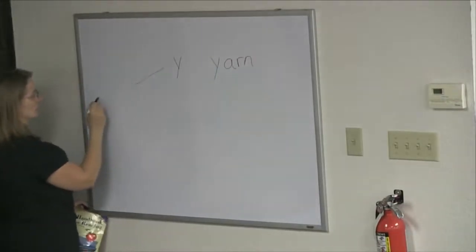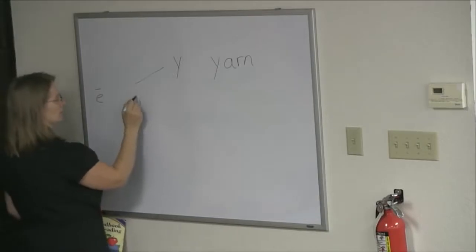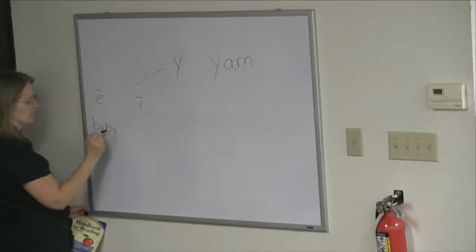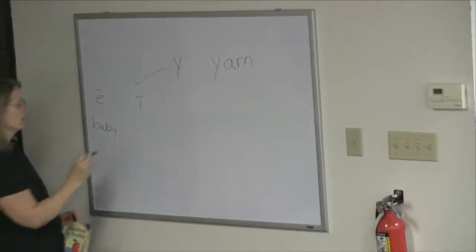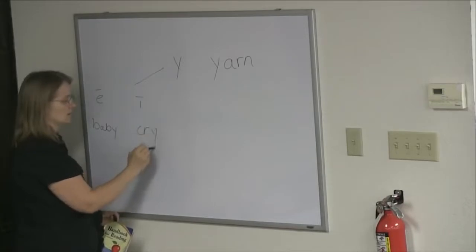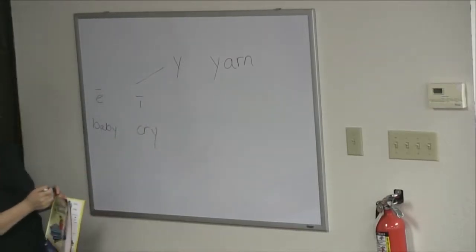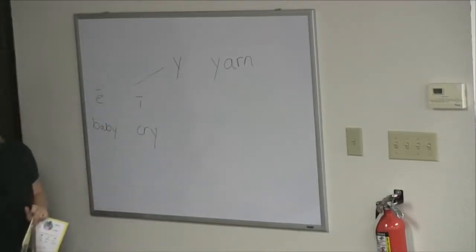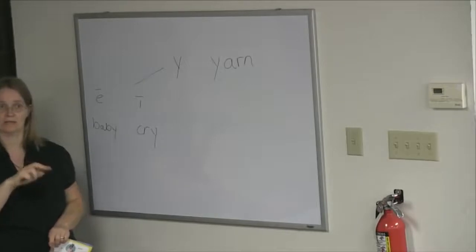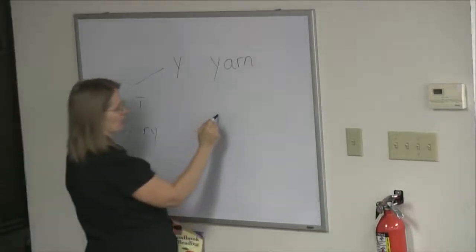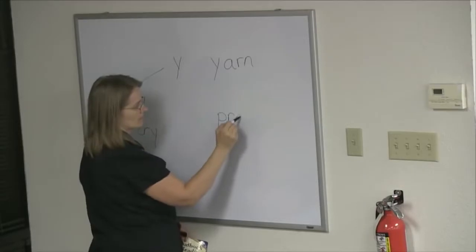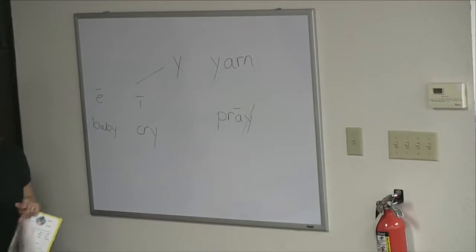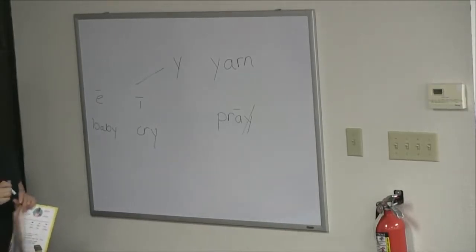When it's a vowel, it can say E, it can say I. Baby. Can you see how the Y is saying the E sound? And in cry, can you see how the Y is making the I sound? So it can act as a vowel, it can act as a consonant, and sometimes it can act as the second silent vowel. If you look at the word pray, A is the long vowel, and Y is the silent second vowel.